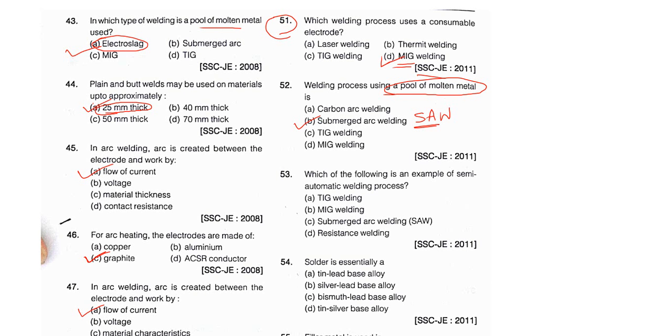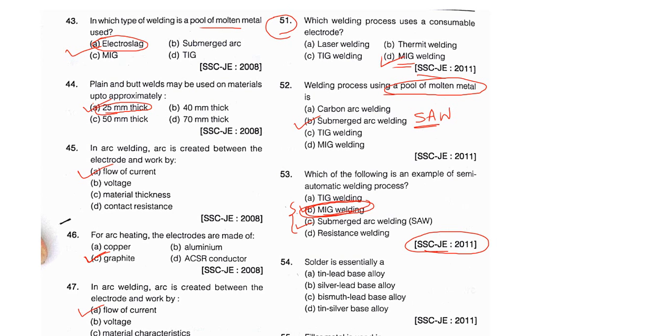Which of the following is an example of a semi-automatic welding process? The MIG process, metal inert gas welding, is considered semi-automatic. Now one more process is there, option C. But if you see the answer key of SSC JE 2011, the more appropriate answer they have given is MIG. But both MIG as well as SAW are semi-automatic.